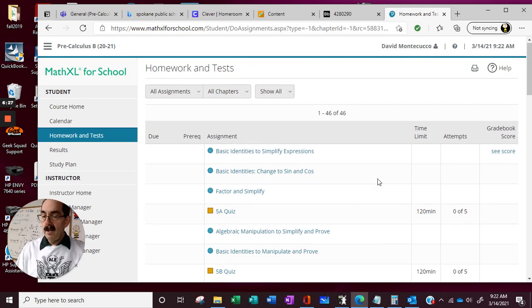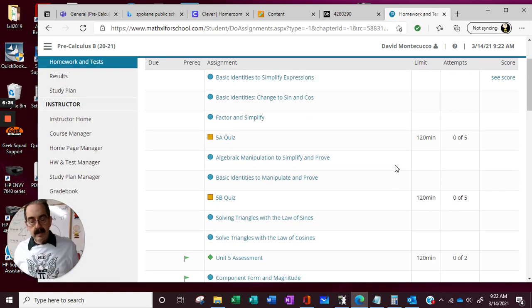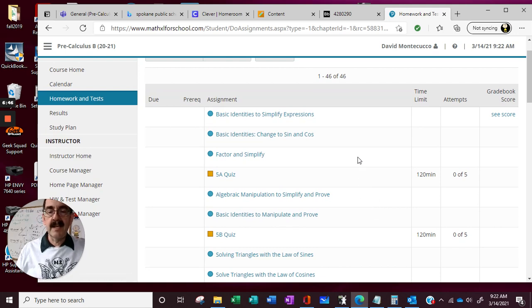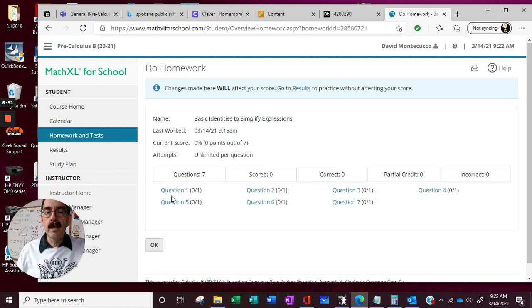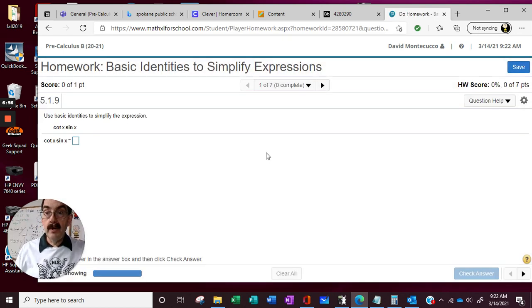Don't worry about the volume. The key is working through them. We're all at different skill levels, so it's no big deal if a problem takes you 15 minutes, because some of them do, especially if you have to write them out and then answer them online. We have some quizzes, we have some assessments. That's not the key to getting an A in this class. Click on the first assignment, click on the first problem, and then when you're here: basic identities, simplify each expression.